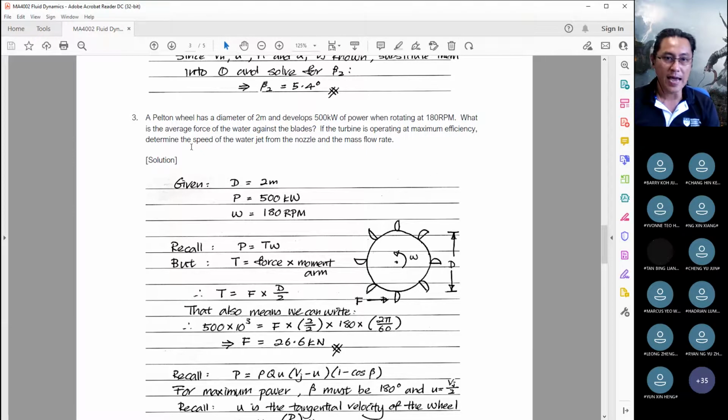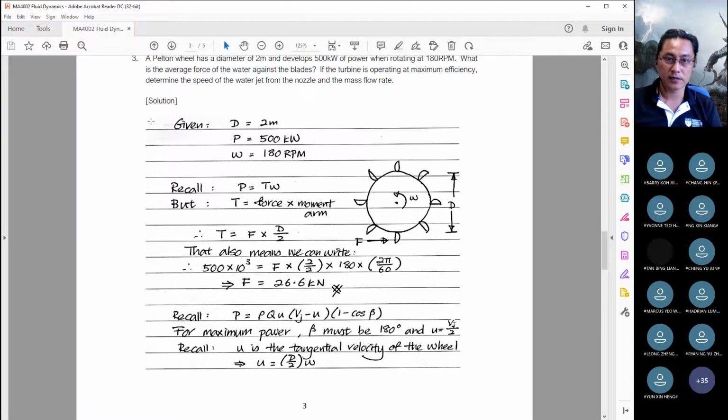Now, what is the average force of the water that's hitting against the blade? Let's call the average force F. Now, if the turbine is operating at maximum efficiency, something that we kept harping about in the lecture, determine the speed of the water jet from the nozzle, that means VJ, and secondly, the mass flow rate of the water. I believe I've covered Pelton wheels and turbines in the third part of my recorded video, so I hope you have watched that.